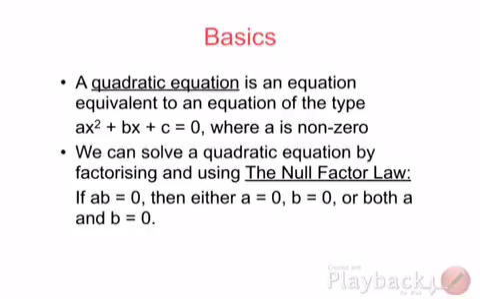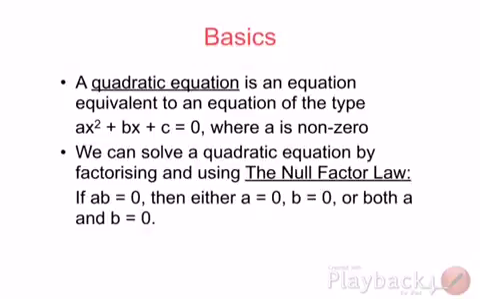Basics, a quadratic equation is an equation, so there's an equal sign involved, of the type ax to the power of 2 plus bx plus c is equal to 0. So the highest power of the x variable is 2, where a is non-zero, so you have to have an x squared term in order for it to be called a quadratic. We can solve a quadratic equation by factorizing and using the null factor law.